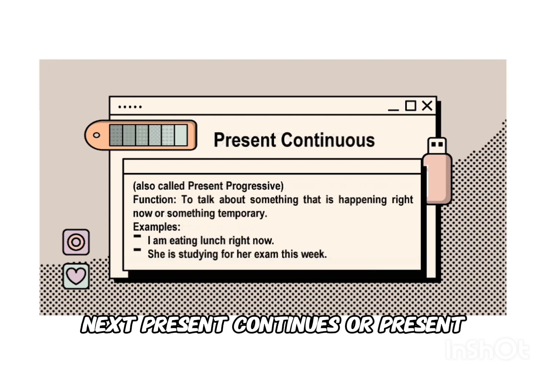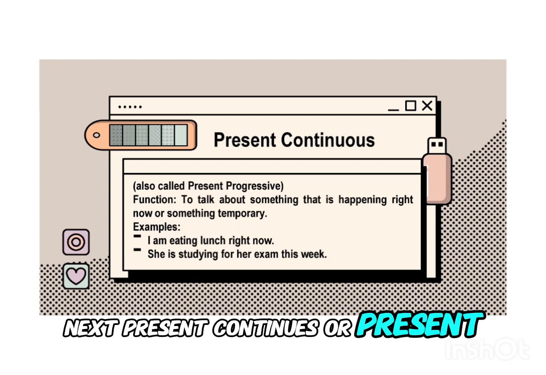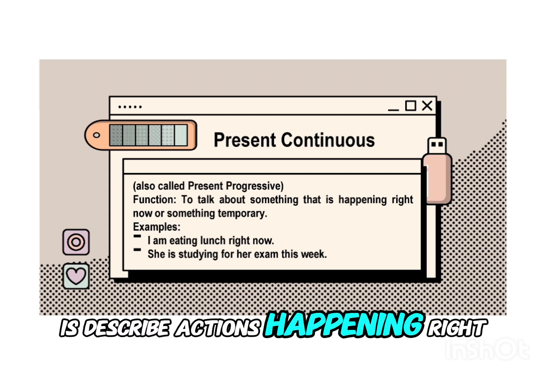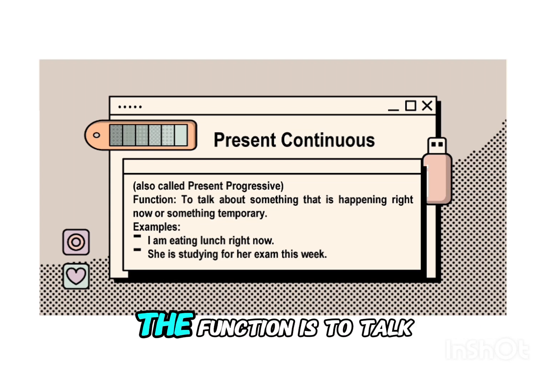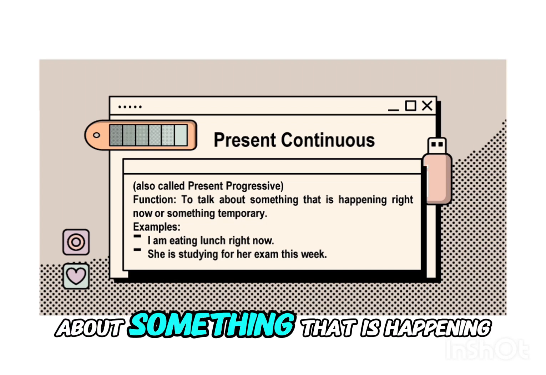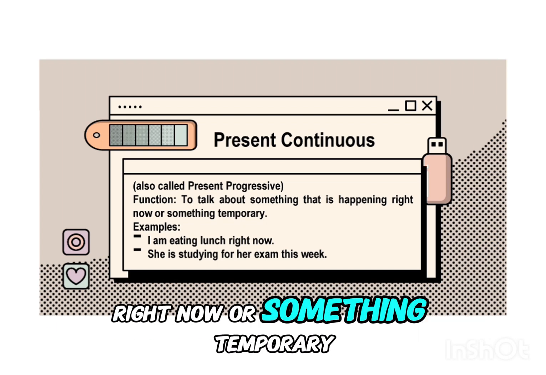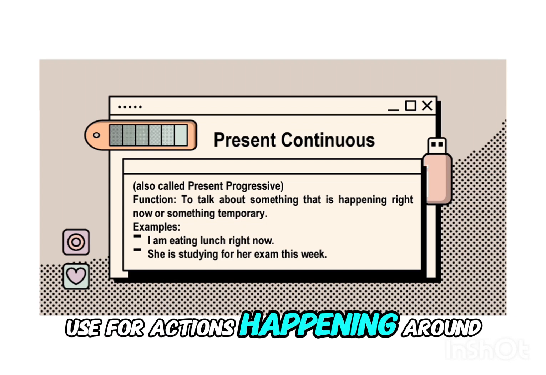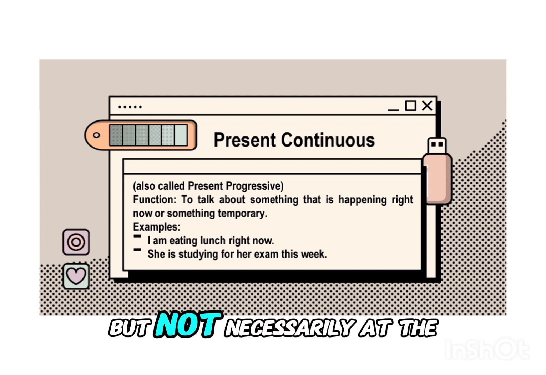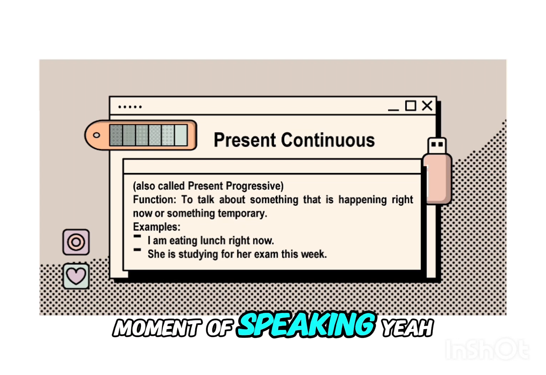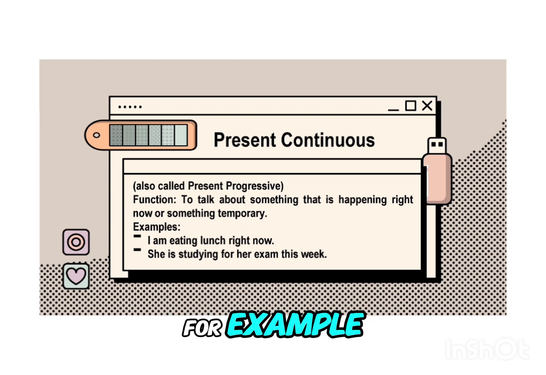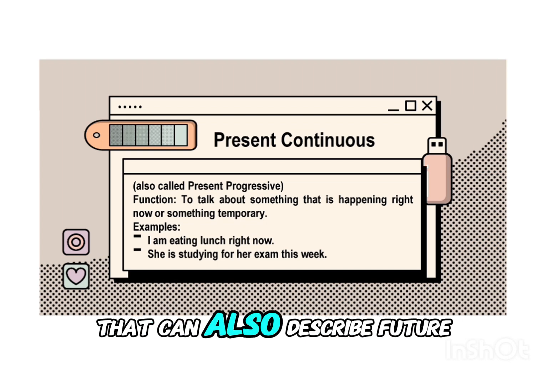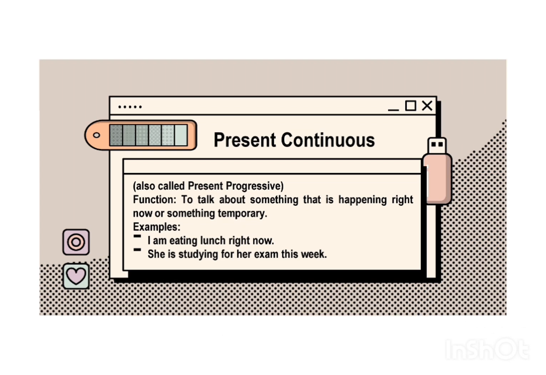Next, present continuous or present progressive. It describes actions happening right now. The function is to talk about something that is happening right now or something temporary. Used for actions happening around the current time but not necessarily at the moment of speaking. For example, temporary situations, it can also describe future plans.